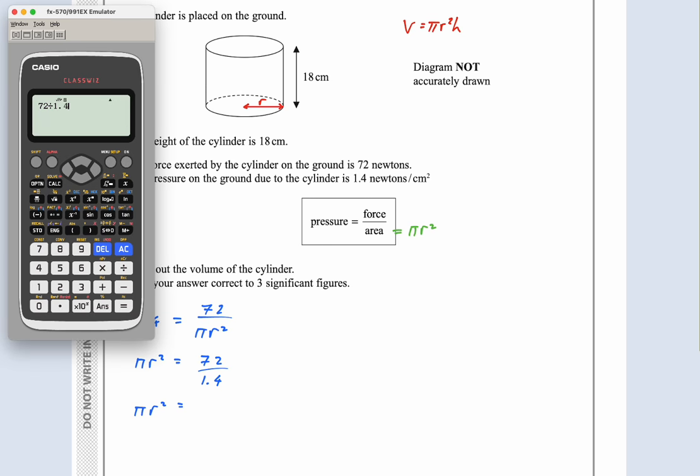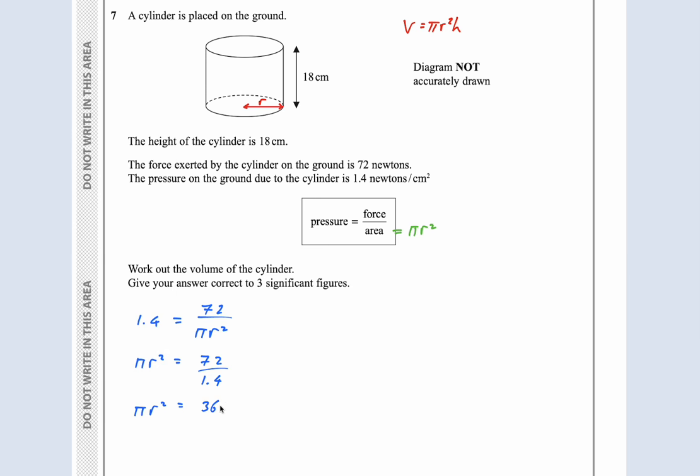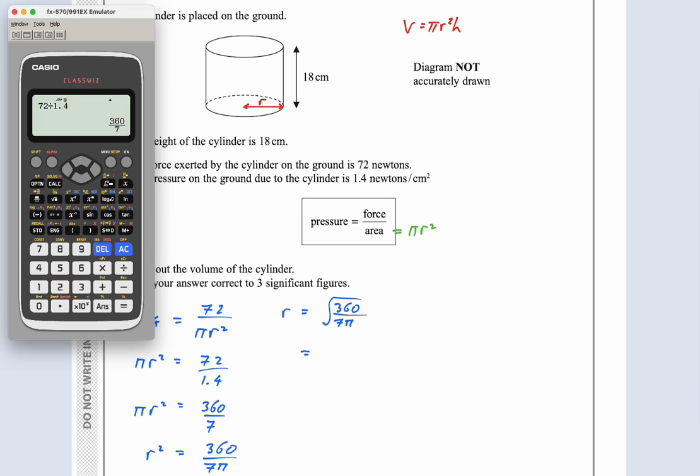72 divided by 1.4 is this. Actually, leave it like that. 360 over 7, which means r squared is 360 over 7 pi, because I divide by pi, which means the radius is the square root of 360 over 7 pi. Now, I left it like that, guys, because I'll just do it in the calculator now.